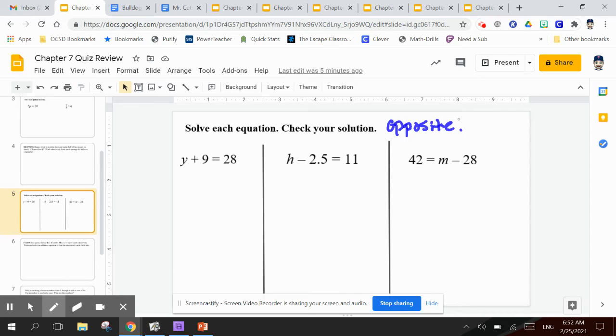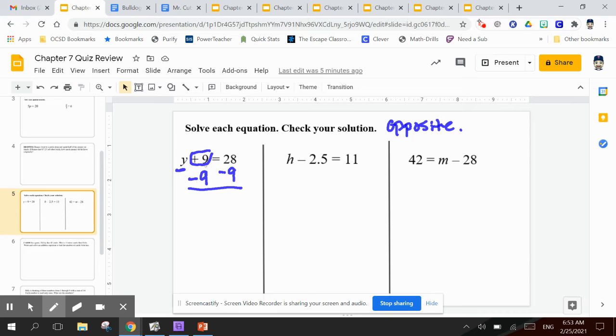So y minus 9 equals 28. So some number plus 9 equals 28. So the opposite of add is to subtract. So I have to subtract 9 from each side. This gives the variable all by itself.